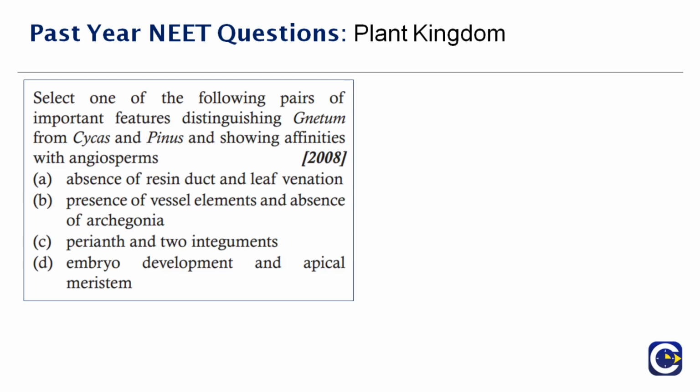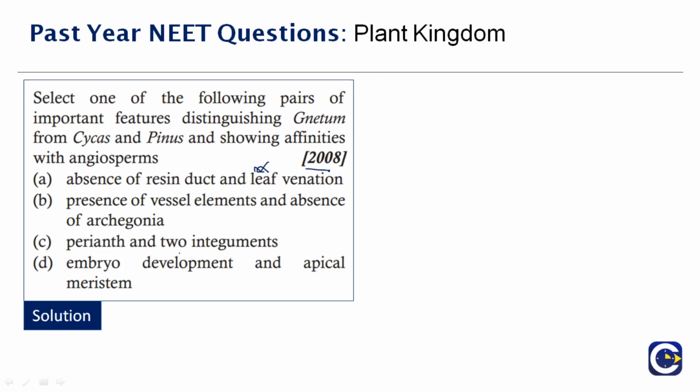Now, let's move to the next question. This question was asked in the year 2008. Select one of the following pairs of important features distinguishing Gnetum from Cycas and Pinus and showing affinities with angiosperms. Okay, fine. Now, we'll go option by option. Look at the first option: absence of resin duct and leaf venation, no. Presence of vessel elements and absence of archegonia, we can consider it.